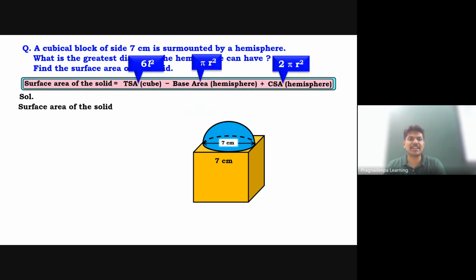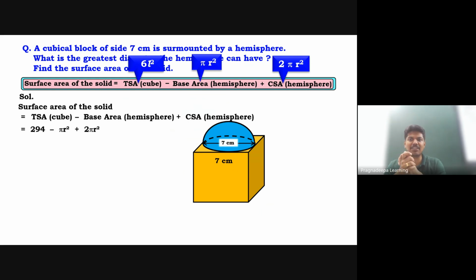Surface area of the solid is equal to TSA of a cube minus base area of a hemisphere plus CSA of a hemisphere. So 294 minus pi r square plus 2 pi r square. See, now this is what I'm telling you, students. Listen. If you just see, I have not calculated the base area and CSA separately. You know why? You have 2 pi r square and you're subtracting 1 pi r square. Means, is it only finding 1 pi r square? Yes or no?